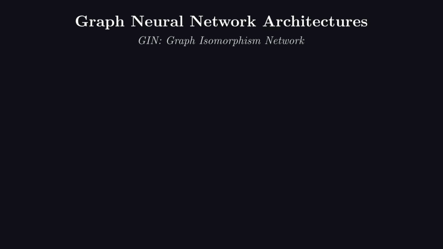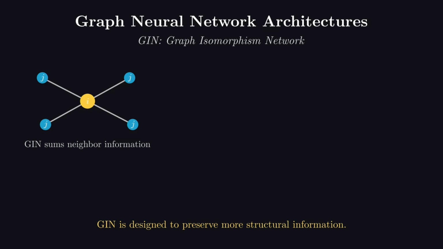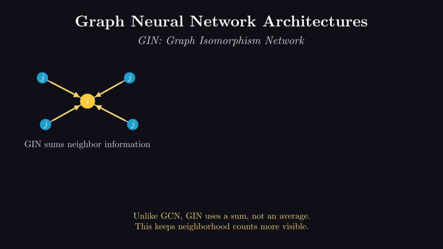Next is GIN, which stands for Graph Isomorphism Network. GIN was designed to preserve graph structure more strongly than simple averaging methods. On the left, the yellow node is again the node we want to update. The blue nodes are its neighbors, and the arrows show that their information is sent to the center node. The key difference is in the aggregation step. GCN uses a normalized average, but GIN uses a sum.